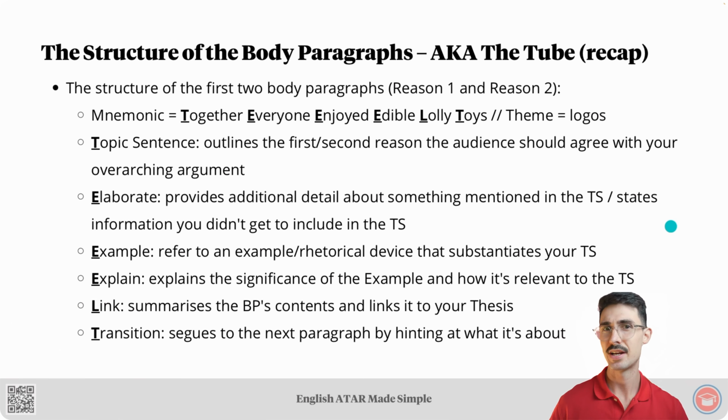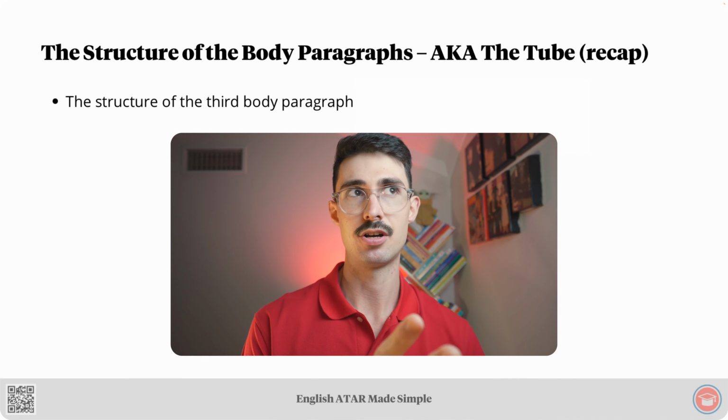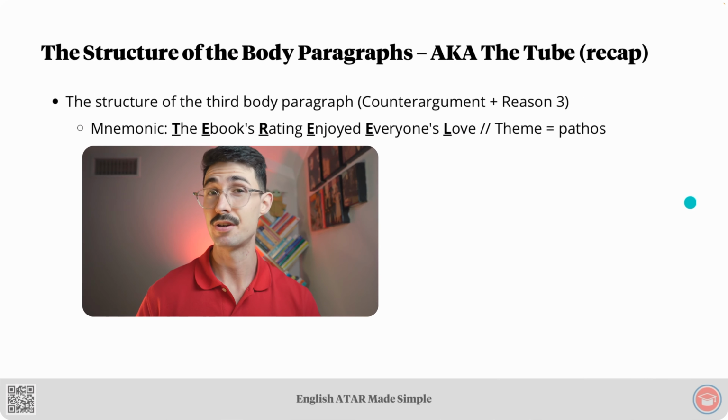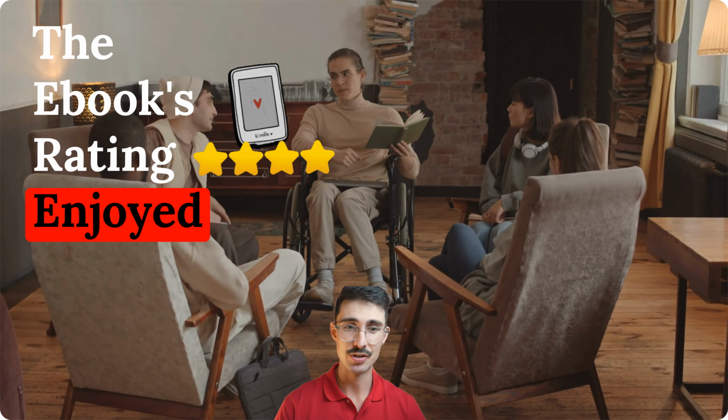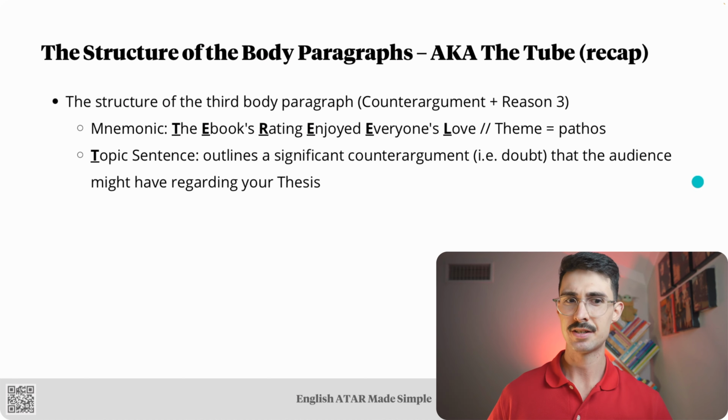Final element is the transition. This segues to the next paragraph by hinting at what it's about. That's the structure of the first 2 body paragraphs. This is the structure of the third. It's the counter-argument and reason 3 body paragraphs. The mnemonic is the ebooks rating enjoyed everyone's love. The theme is pathos. This topic sentence requires you to outline a significant counter-argument or doubt that the audience might have regarding your main argument.